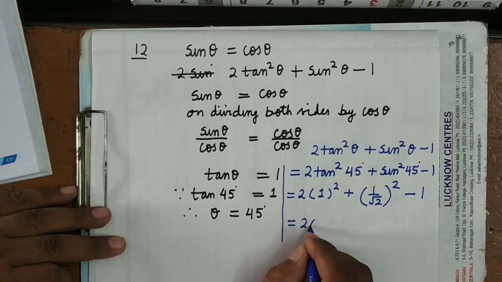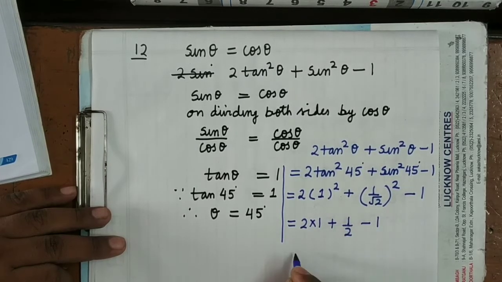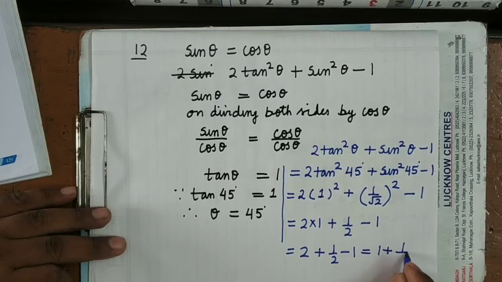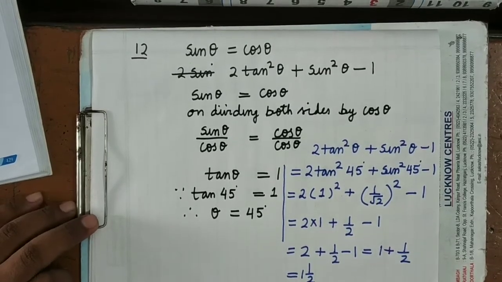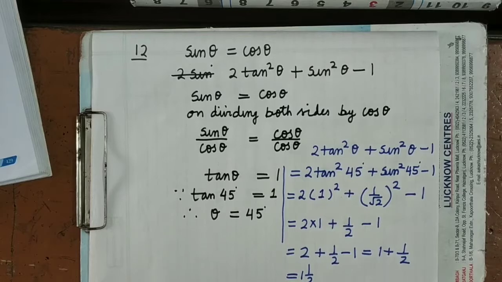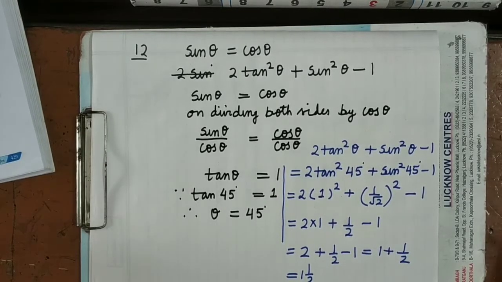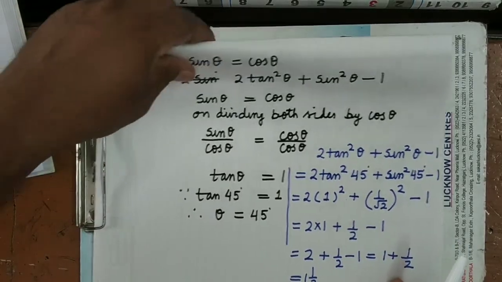So it will be 2 into 1 plus 1 by 2 minus 1. So it is equal to 2 plus 1 by 2 minus 1. That is equal to 1 plus 1 by 2. So it will be equal to 1 whole 1 upon 2. It's clear. This is question number 12. Now question number 14, question number 15, all are of the same type. It's clear. You can do these questions.